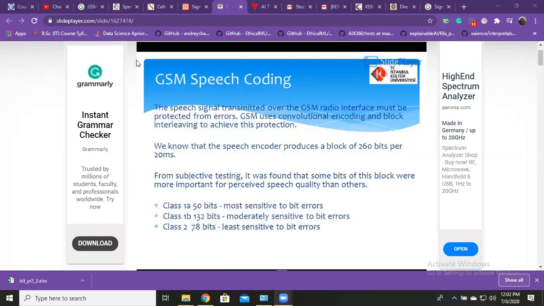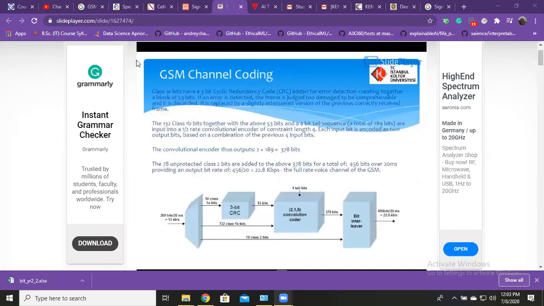GSM speech coding. The speech signal transmitted over the GSM radio interface must be protected from errors. GSM uses convolutional encoding and block interleaving to achieve this protection. We know that the speech encoder produces a block of 260 bits per 20 ms. From subjective testing, it was found that some bits of this block were more important for perceived speech quality than others. Class 1A, 50 bits, most sensitive to bit errors. Class 1B, 132 bits, moderately sensitive to bit errors. Class 2, 78 bits, least sensitive to bit errors.